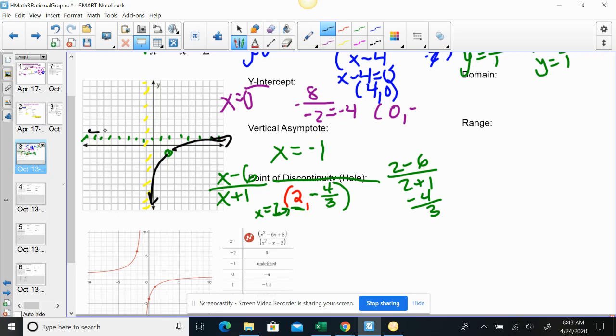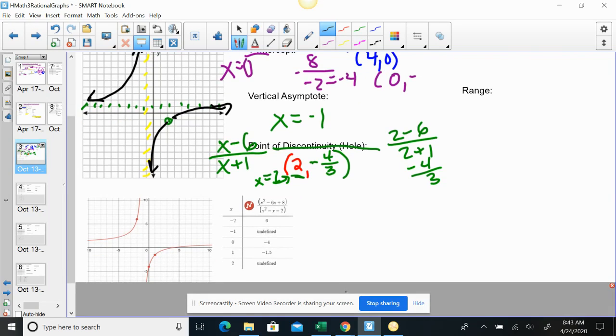Bottom left, top right. And I want to make sure I don't hit any asymptotes. You will see if you look at the table, so you can hit the little settings and look at the table. Negative 1 is undefined. We know that because that's an asymptote. 2 is undefined because that's our hole value.